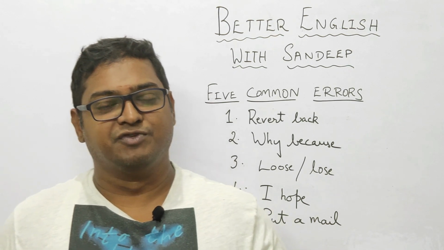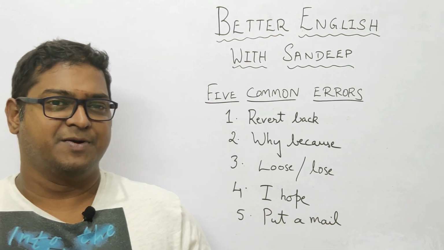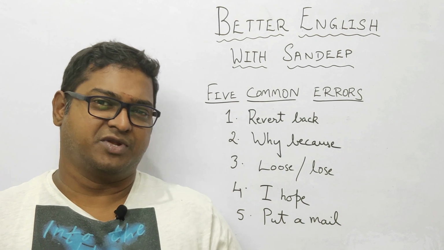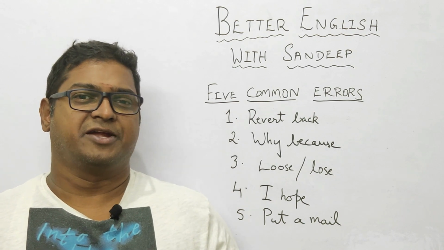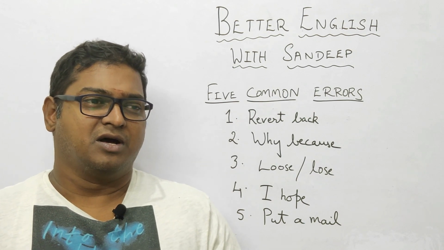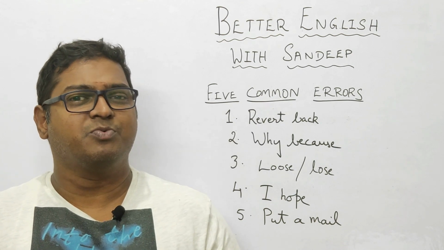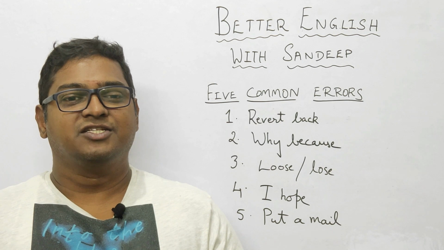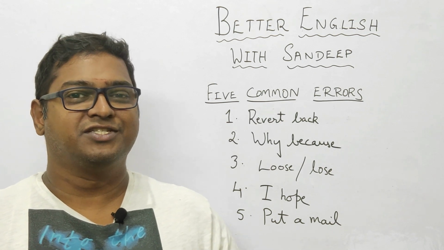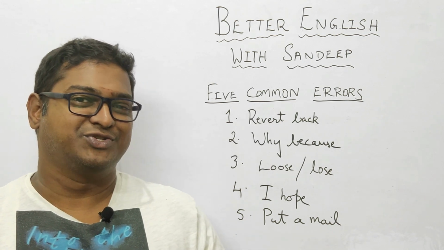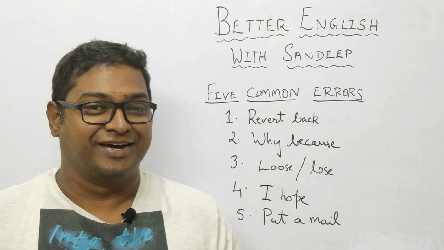You could use phrases like the reason being. Anil is not coming to office today. The reason being he's tied up with work at home. Anil is not coming to office today because he is tied up with the domestic work. So do not use the words why because together, because it is wrong.